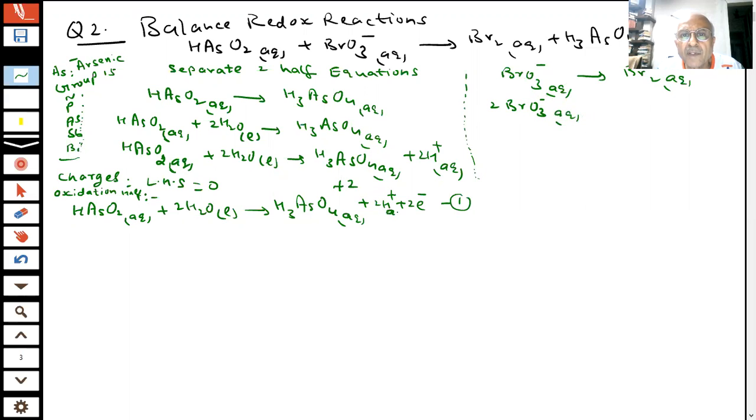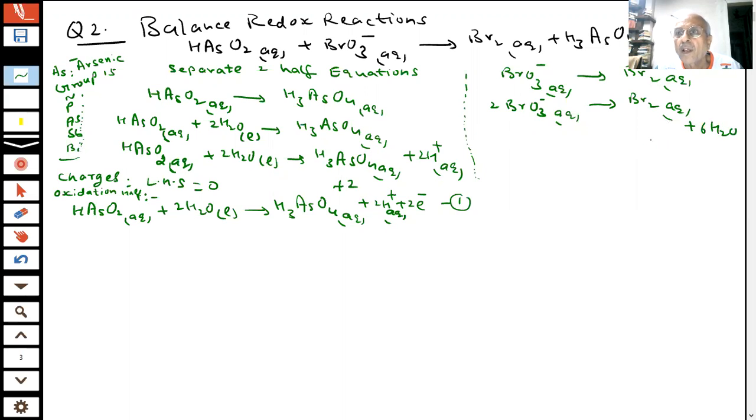Let me make it aqueous because of the aqueous signs. What happens? It will become Br2 aqueous. 3 into how many oxygens? How many oxygens? Tell me. So in the left side, there are 6 oxygens. 6 oxygen, how much water? You should add 6 H2O.